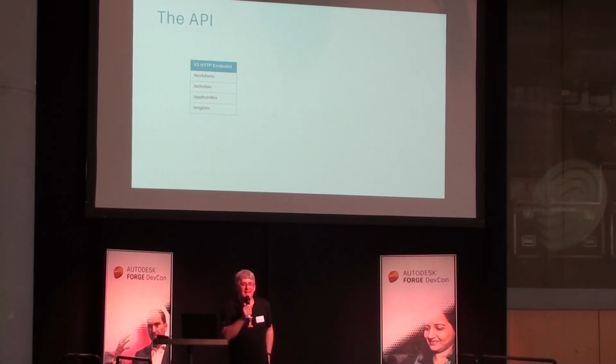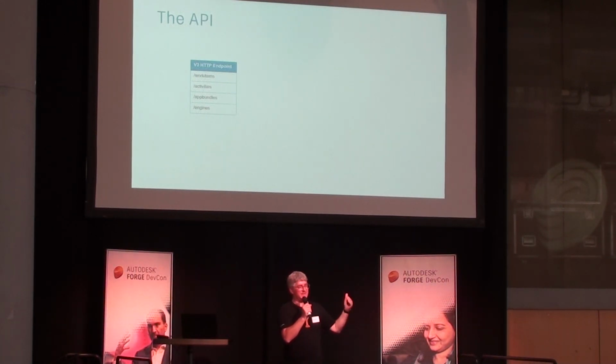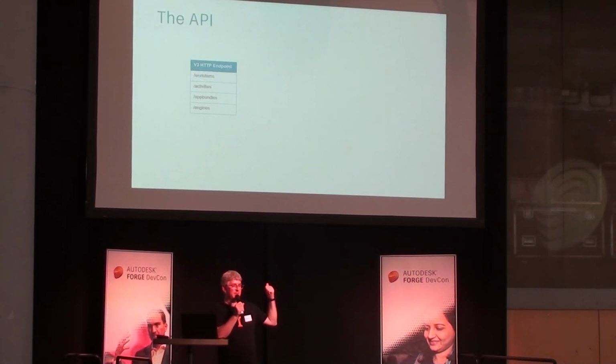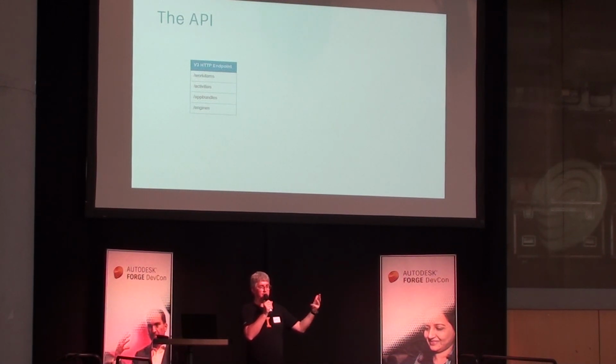If you look at the API for design automation, even if you're not into code, these are the basic concepts that we deal with. We talk about these four basic concepts: work items, activities, app bundles, and engines. The whole API really does boil down to those four primary interfaces that you're going to deal with.